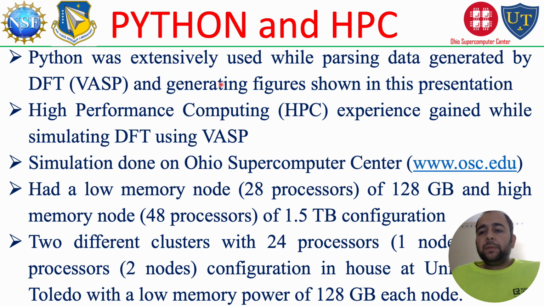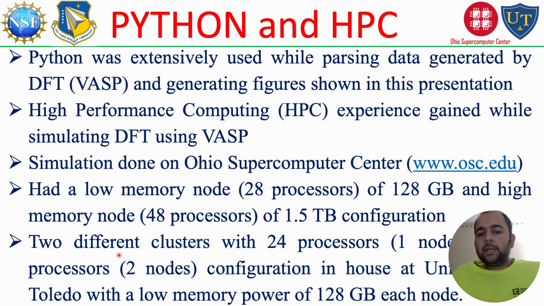High performance computing experience was gained while I was simulating DFT with VASP, and the simulations were done on Ohio Supercomputer Center. Ohio Supercomputer Center has a low memory node with 28 processors of 28 gigabytes and a high memory node of 48 processors of each 1.5 terabyte, in a cluster called Owens. So they have different clusters. So this particular configuration is for Owens cluster. So I used Ohio Supercomputer Center in order to do simulation.